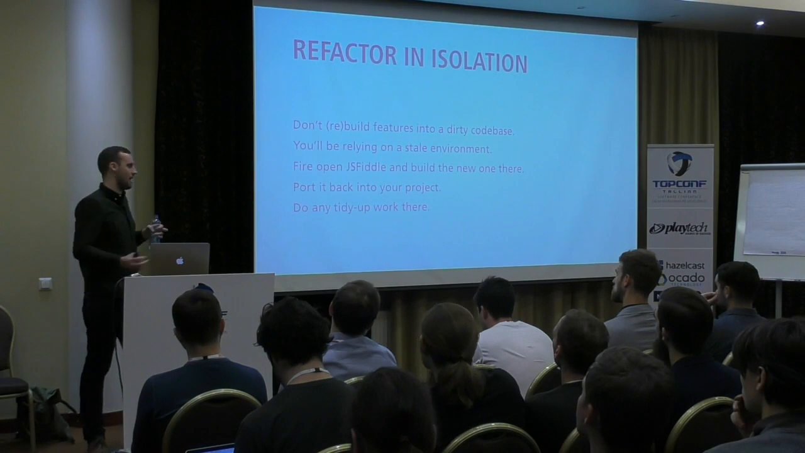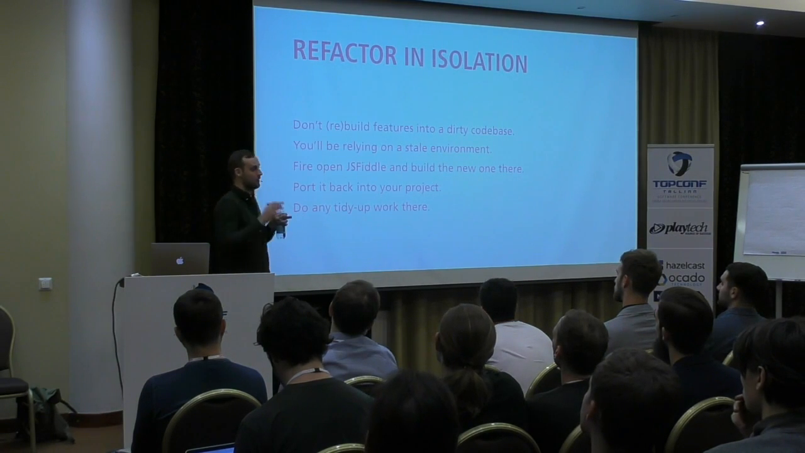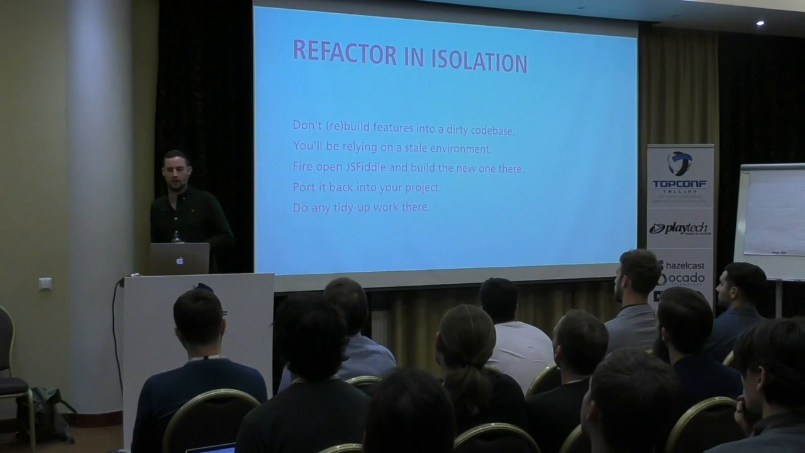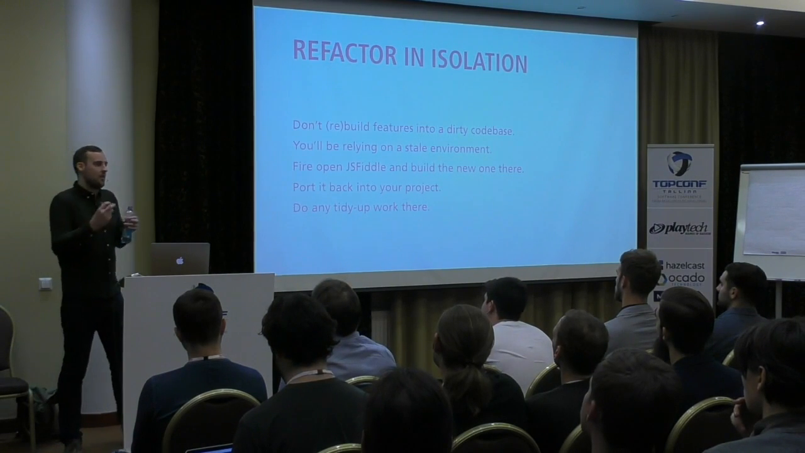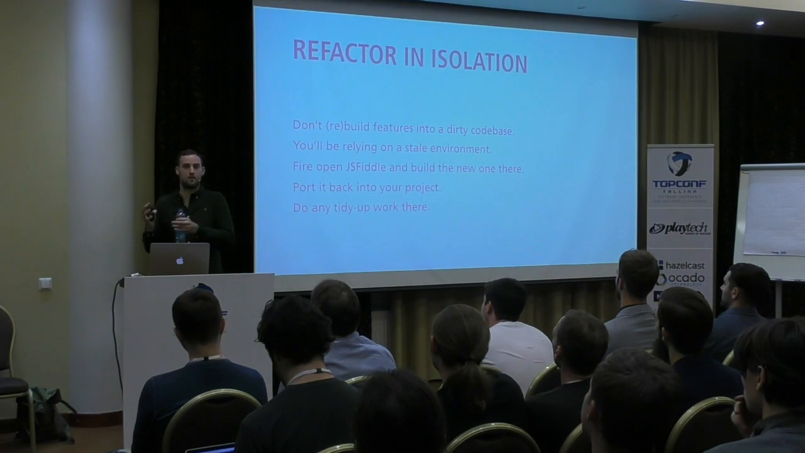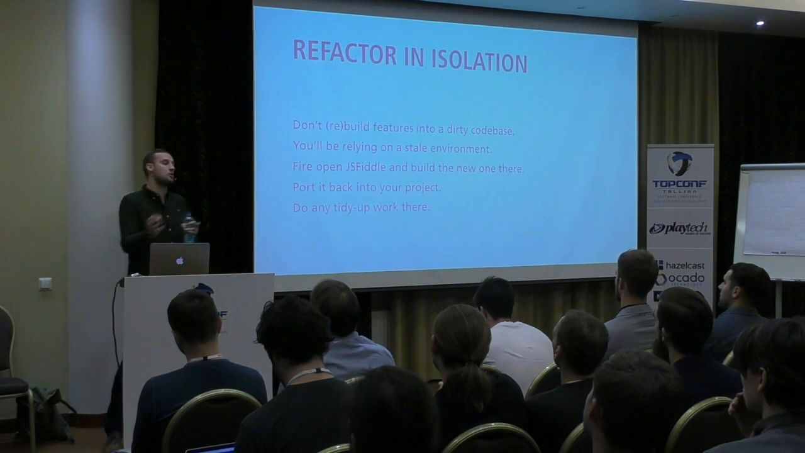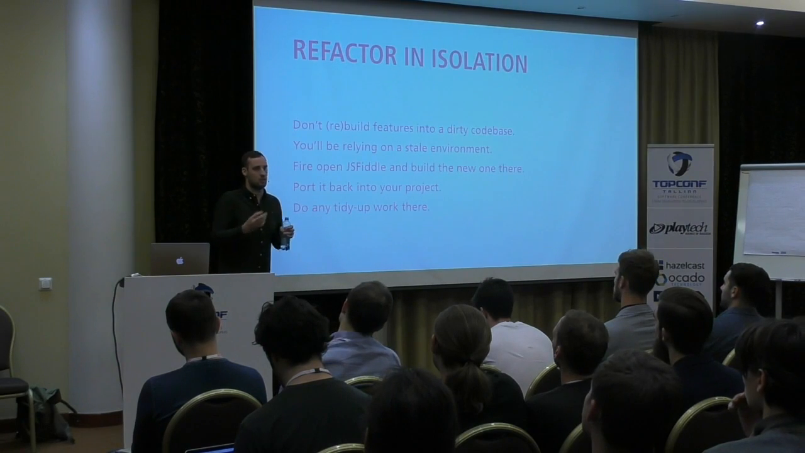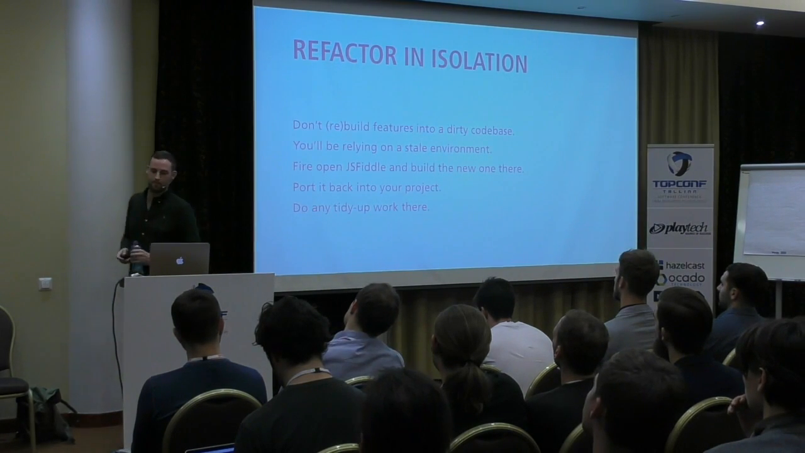So fire open CodePen, JS Fiddle, whatever it is you use, and rebuild the feature completely outside of your project. Once we've done that, we port it back in, and we do any tidy up work there. So we build the best version we can in isolation, then move it back into the project, and any collisions or regressions we tidy up at that point.